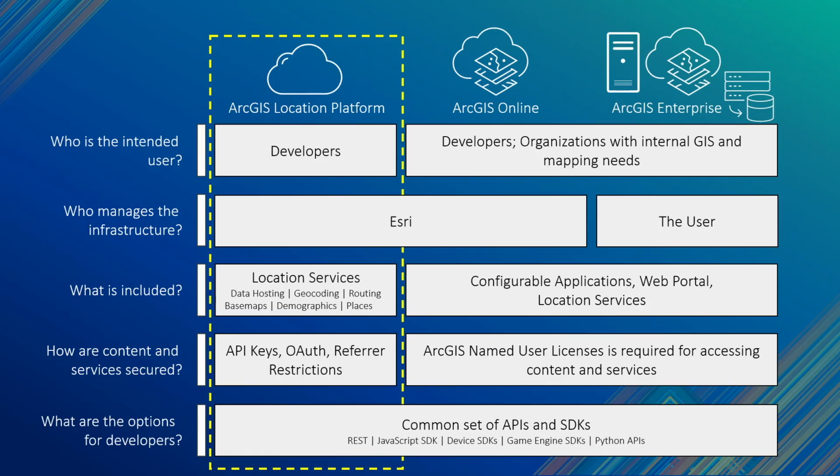You can see that when it comes to what's included, again, it includes our state-of-the-art location services like base maps, geocoding, routing, and so forth. When it comes to how our content and services are secured, as I mentioned, the authentication methods are in the form of API keys, OAuth, and then even being able to add referrer restrictions to, again, add that level of security.